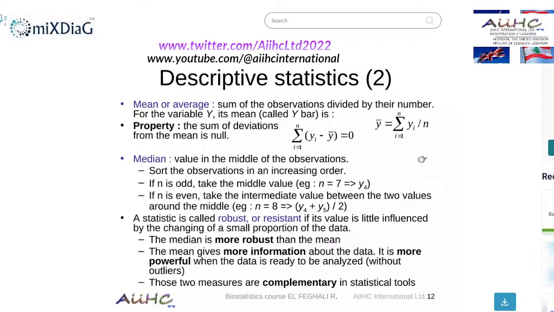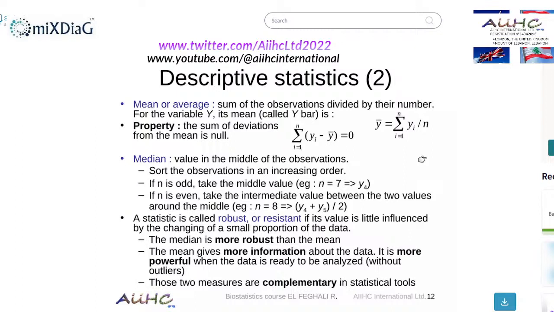So the mean gives more information about the data. It's more powerful when the data is ready to be analyzed without outliers. And the median is not influenced by the value of the age. So it won't change. It depends just on the number and the ranking you are doing of your observations. Those two measures are complementary in statistics.